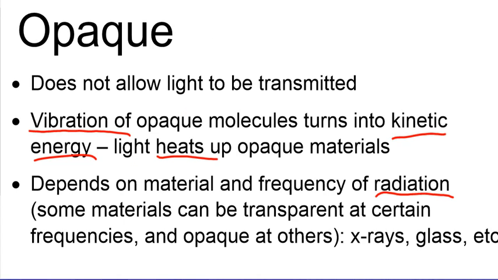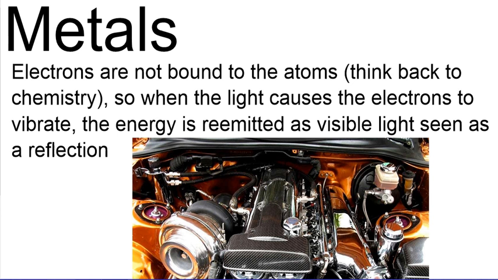So in the infrared and ultraviolet range, it is opaque to those frequencies. And as in the same example as before with X-rays, if you think of the way an X-ray works, with X-rays, your flesh, your tissue, is transparent to the X-rays. Your bones are opaque to it, and that's how the X-ray actually works.